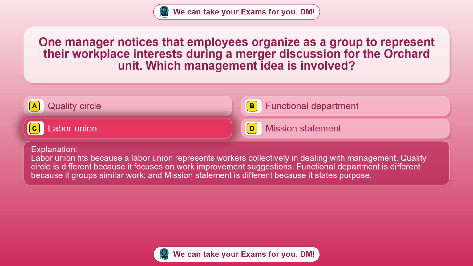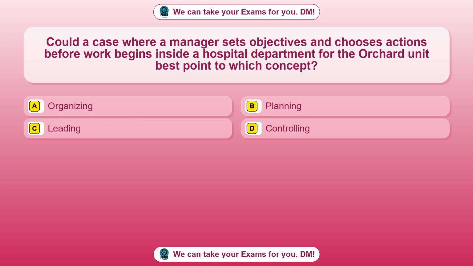Labor union fits because a labor union represents workers collectively in dealing with management. Quality circle is different because it focuses on work improvement suggestions. Functional department is different because it groups similar work, and mission statement is different because it states purpose. Question 71. Could a case where a manager sets objectives and chooses actions before work begins inside a hospital department for the Orchard unit best point to which concept?